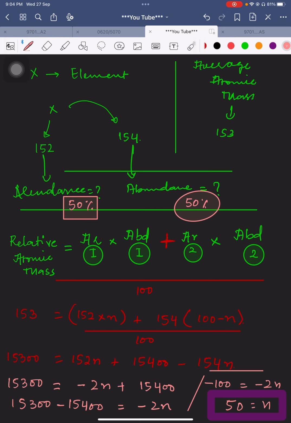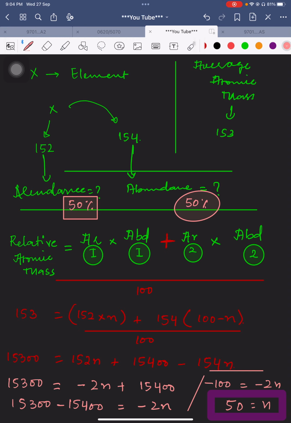Examiner can give you the abundance, can give you the percentage, can ask you to calculate the relative atomic mass. Examiner can give you the relative atomic mass and can ask you to calculate the abundance or calculate the percentage. Okay, so these are the questions. This is the way to solve them. This is the way to handle the questions of relative atomic masses of isotopes.